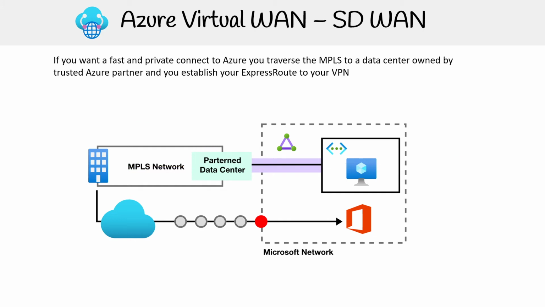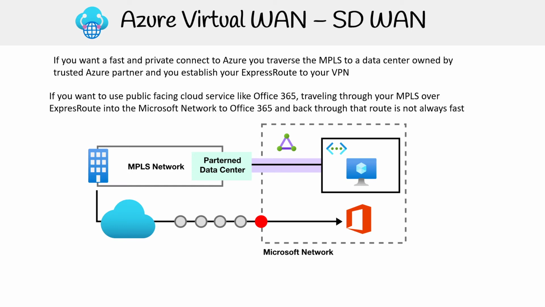So that is pretty simple. But now imagine that your company also uses Office 365. So how would you get there? Well, you might think that you would take the same route. So you go over the MPLS network, go through the partner data center, and then once you're in the Microsoft network, make your way to Office 365, and it's going to go out the same way. And that will work, but it's not always the most efficient path. And in most cases, it actually isn't.